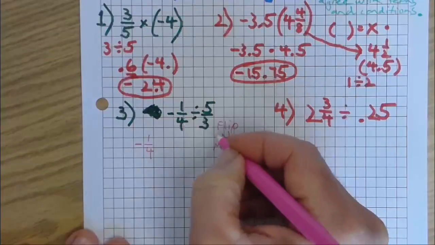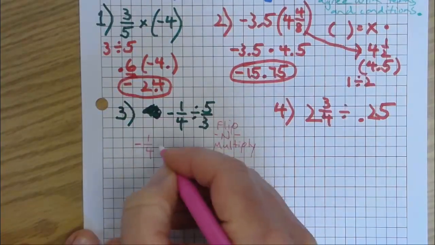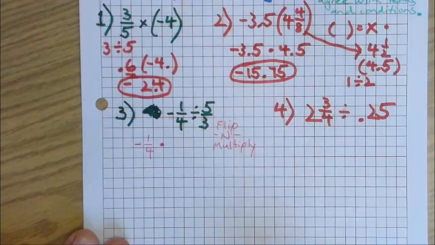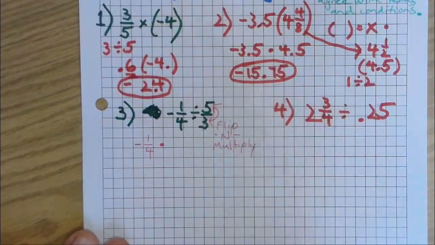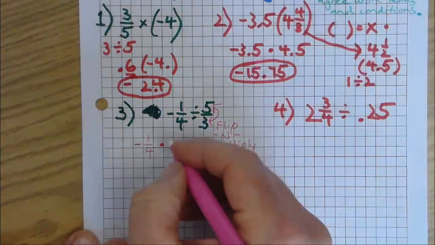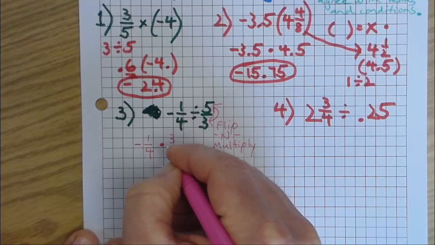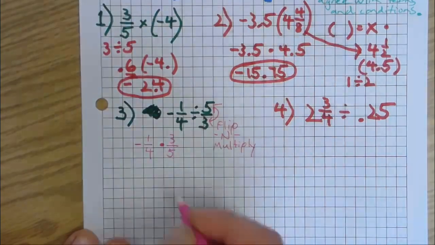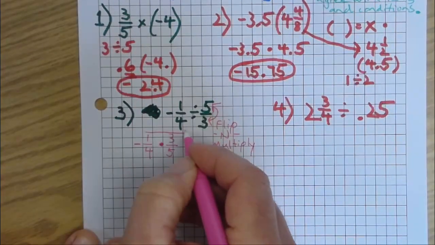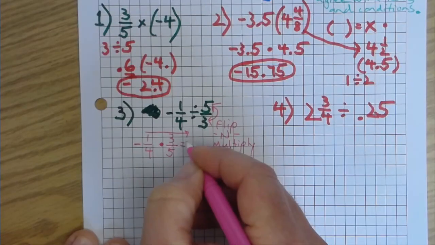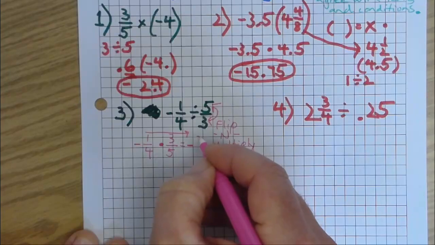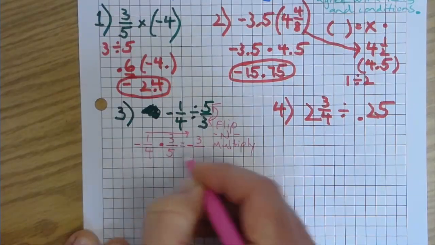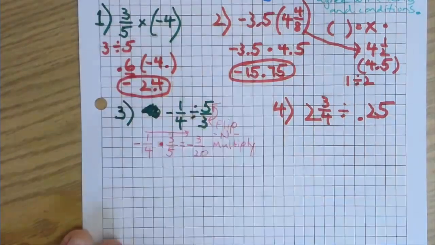That pink is kind of rough to see, but I'm going to stick with it. I will persist. So I'm going to keep the first thing, the negative 1/4, and change it to a multiplication problem. Then I'm going to trade the numerator and denominator of the second factor, which puts the 3 on top and the 5 later. The beauty of that is now we just multiply straight across, which gives me a negative product with a 3 on top and a 20 on the bottom.